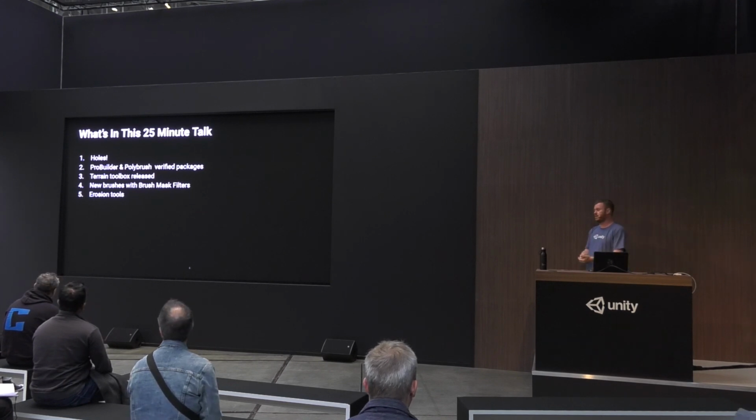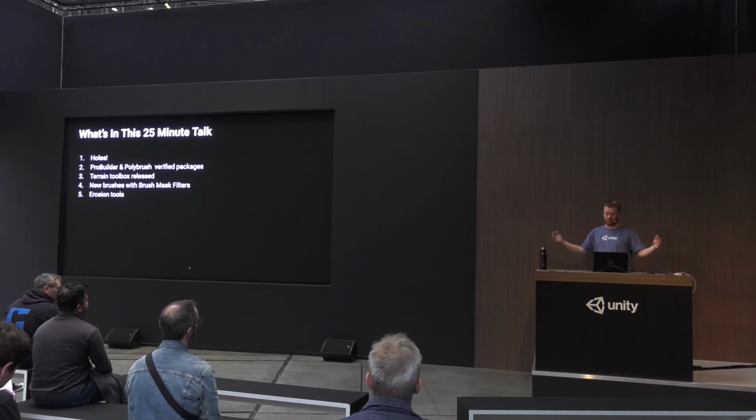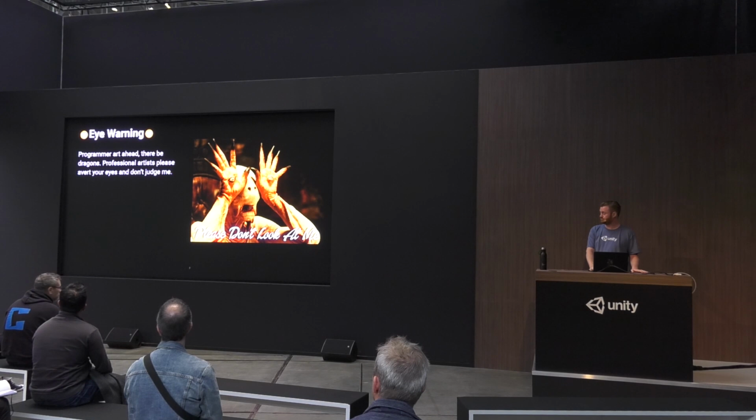We're going to talk a little bit about the terrain toolbox, which was released last year, but is seeing some updates in 2019.2 and makes authoring terrain a lot easier, particularly for larger terrains. Within terrain toolbox, we're going to look at the new terrain brushes with the brush mask filters, which are pretty interesting, and also some of the erosion tools.